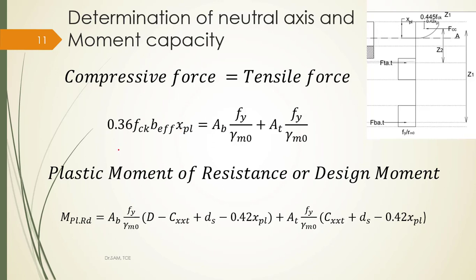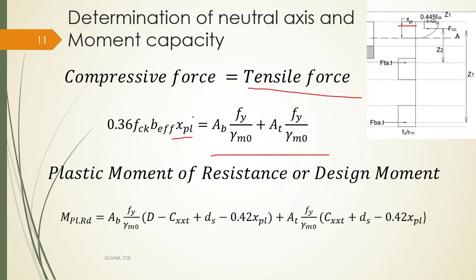So here I am applying the equilibrium condition. Compressive force will be equal to tensile force. Here the compression, this is a parabolic stress block, therefore the strength will be 0.36 fck b effective x_pl, because this is the depth of the neutral axis. Then here this is under compression. As I told, the web member is not considered for the load transfer mechanism. Therefore here this is the component which contributes tension. So this is the area of the bottom angle and the corresponding top angle area, and correspondingly this will give tension and this will be compression.